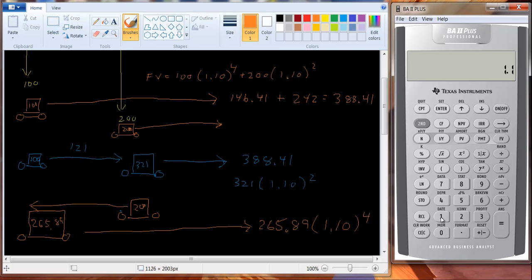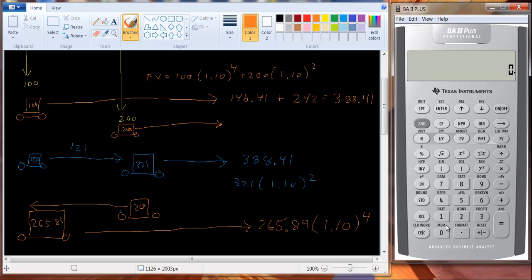1.1 raised to the fourth power times 265.89, and hopefully we'll get the same answer. 389.29. I'm a little off here. Did I put in the wrong number? Let me try that again. Let me make sure I did this correctly. It should really be a little bit closer than that.